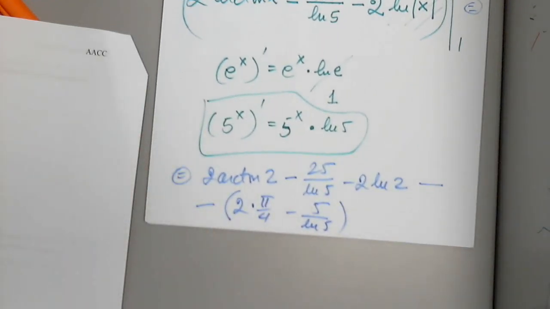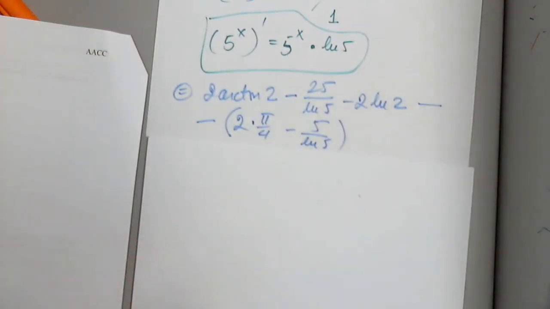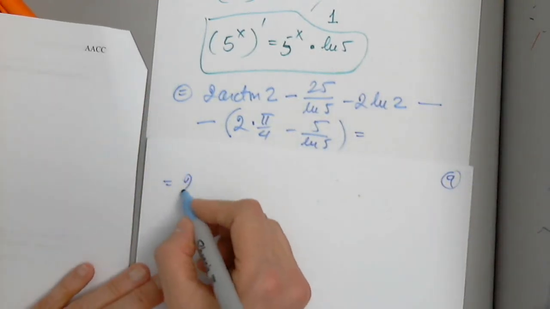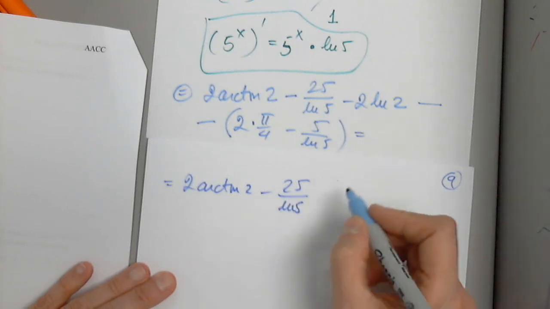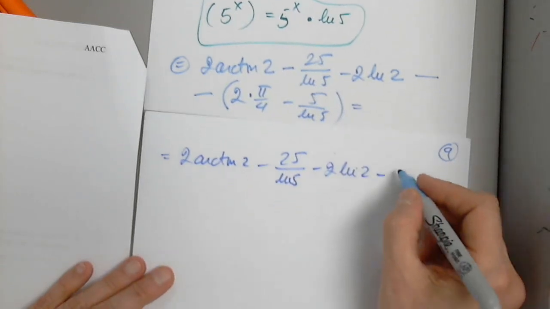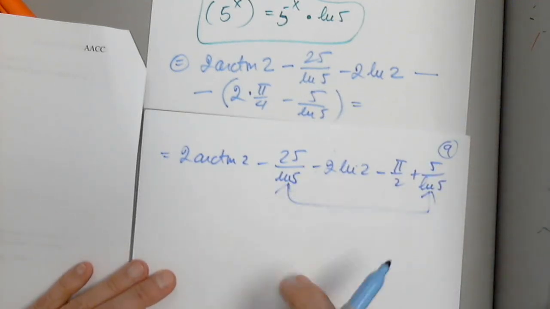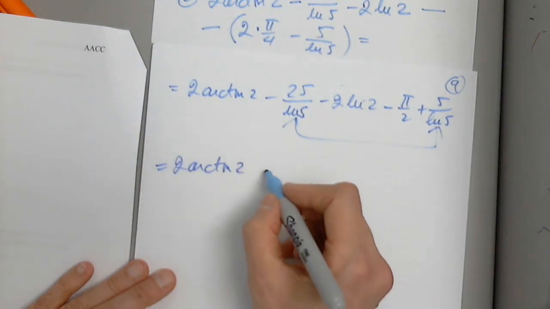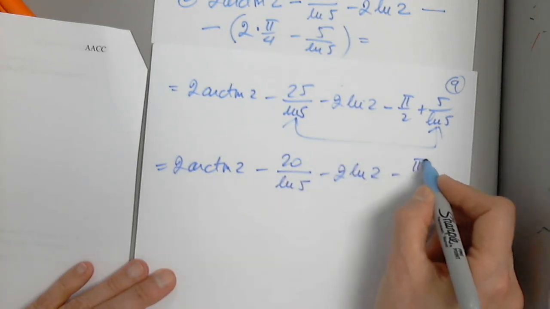So, of course, you don't need to do anything else. Yes, you could simplify this a little bit and distribute. You can. I will do it. But on the test or final exam, I'm not testing arithmetic. I'm assuming that you passed that already. 2 arctangent 2 minus 25 over natural log 5 minus 2 natural log 2 minus pi over 2 plus 5 over natural log 5. That's the only thing I can still do, nothing else. So this is 2 arctangent 2 minus 20 over natural log 5 minus 2 natural log 2 and minus pi over 2.